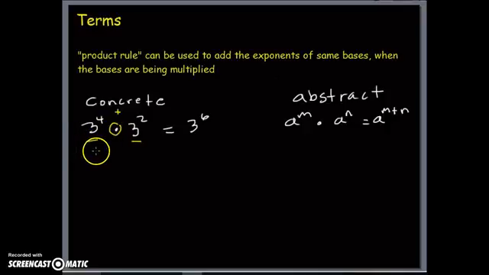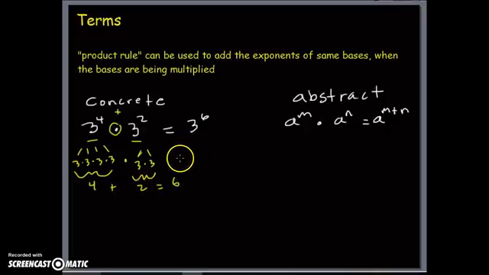And that makes sense to us because we know that the exponent tells us how many times the base is being multiplied to itself. So here we've got 3 being multiplied to itself 4 times, and we've got that being multiplied to 3 being multiplied to itself twice. Well, how many times total is 3 being multiplied to itself? Well, total, it's being multiplied 6 times. So that's why the product rule works.